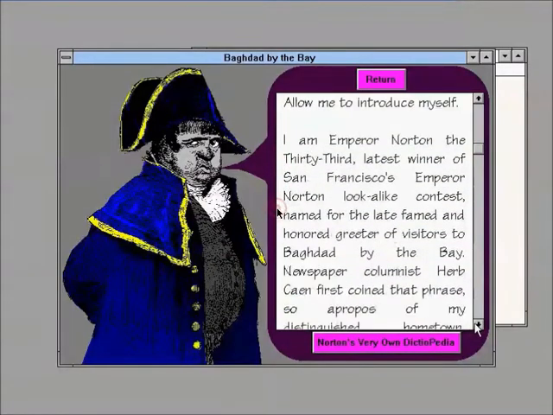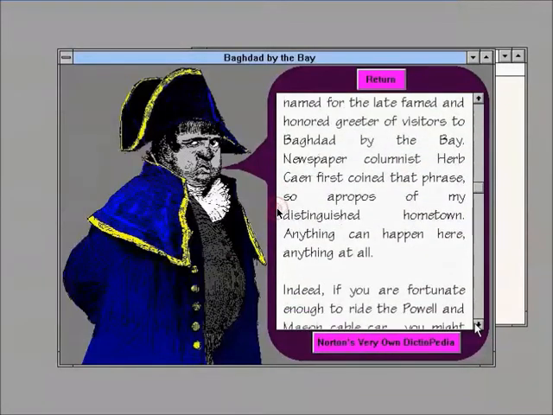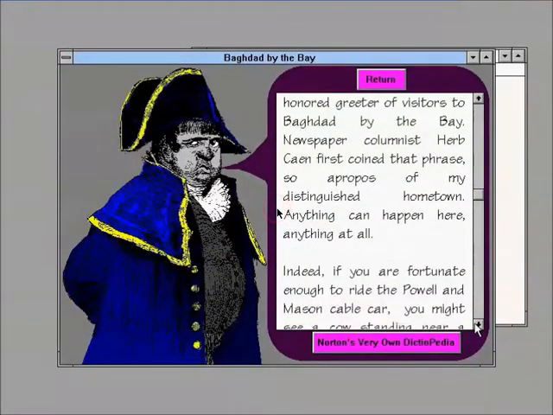I am Emperor Norton the 33rd, latest winner of San Francisco's Emperor Norton lookalike contest. Named for the late famed and honored greeter of visitors to Baghdad by the Bay. Newspaper columnist Herb Caen first coined this phrase, so apropos of my distinguished hometown. Anything could happen here, anything at all.